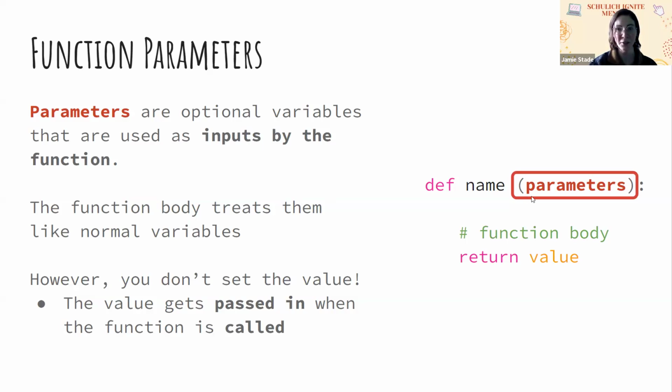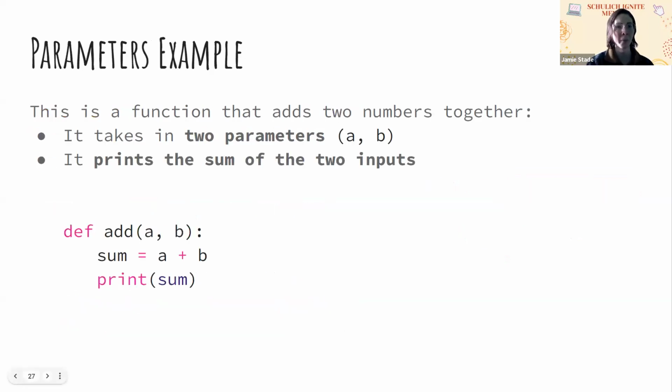So just a reminder, you don't actually set the value of the parameters in the function definition. The value gets passed in when you call the function. So here's an example of a function that takes two parameters and will print the sum of those two inputs. This add function will take the parameters a and b, and it will add a and b together and then print the sum.